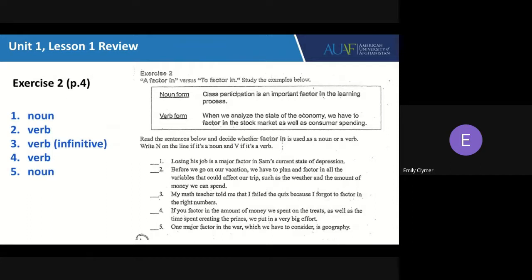And we're almost at the final exercise here. In this exercise, many of you did it very correctly, but there were some who struggled with numbers 2, 3, and 4. So we'll focus on that. If we look at number 2, before we go on our vacation, we have to plan and factor in all the variables that could affect our trip.